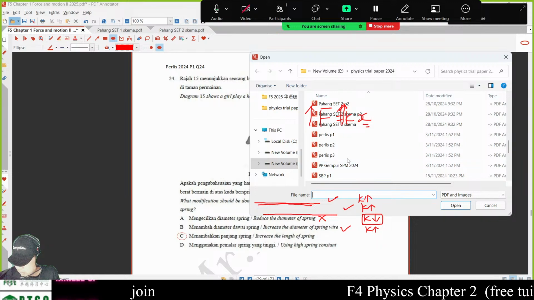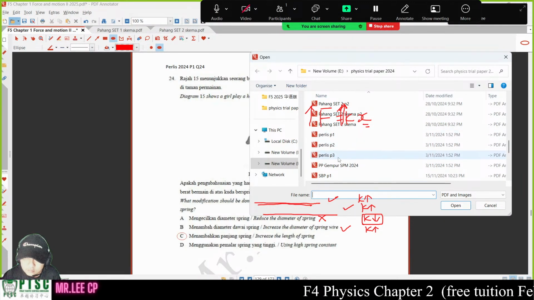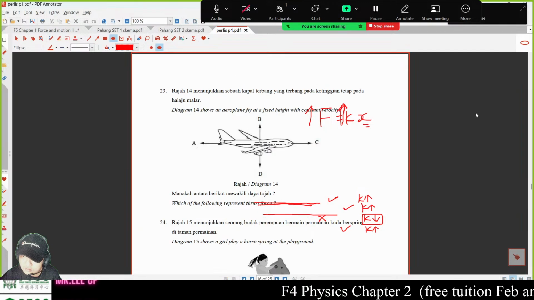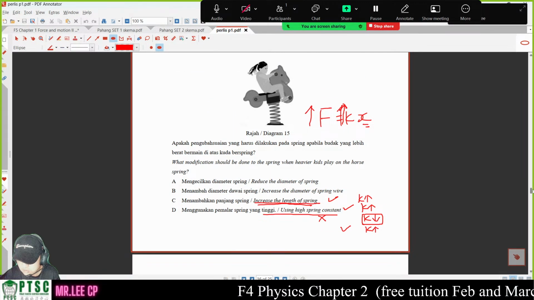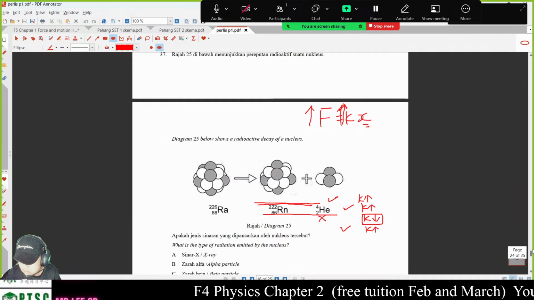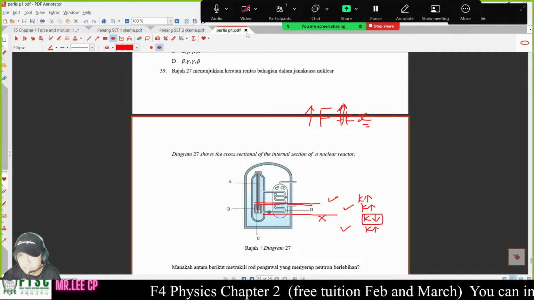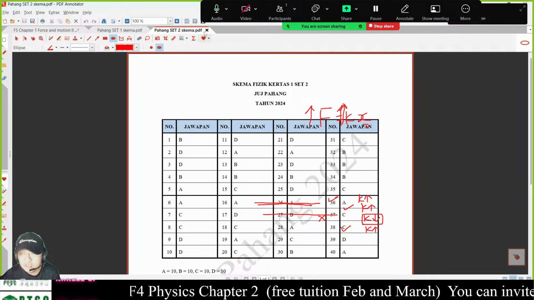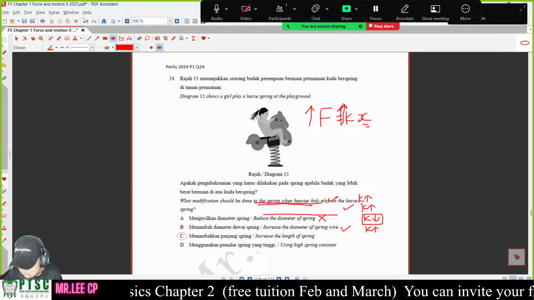Let's see the answer. No answer for the others, so the only answer that can be is C.